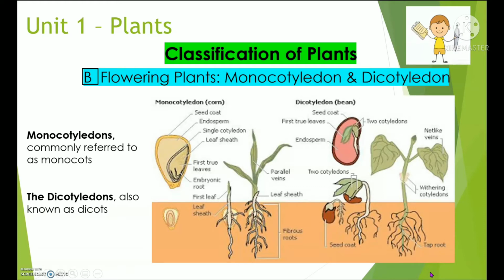But first, I want to ask some questions. What is the other name of monocotyledons? Very good. They are also known or referred as monocots. How about what is the other name of dicotyledons? Very good. They are also known as dicots. Okay, we will talk about it more on our next slide.